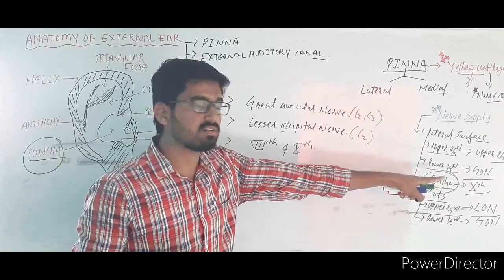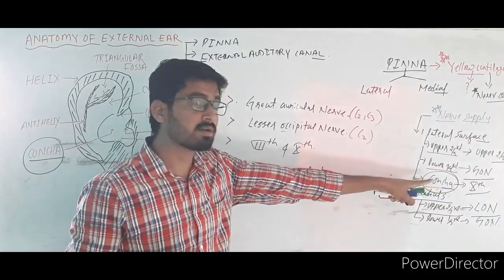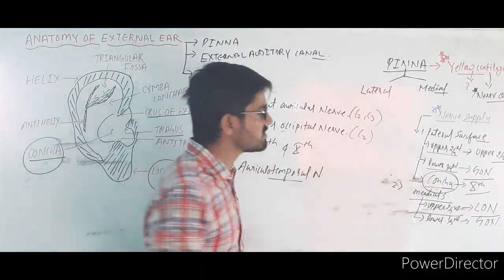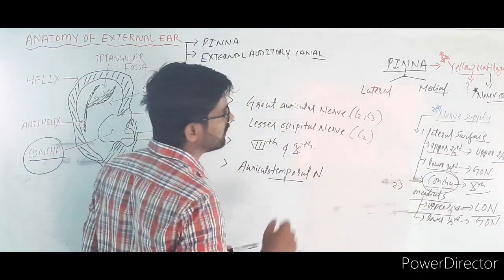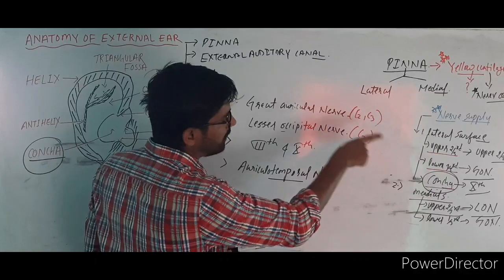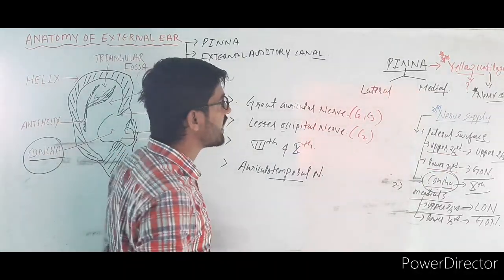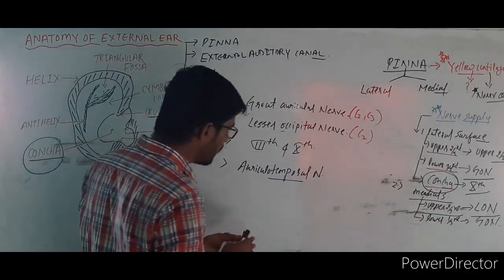And that branch is called Arnold's nerve. Okay, so this is the nerve supply. What is the artery supply of the pinna? It's important. Artery supply of the pinna is the important thing.